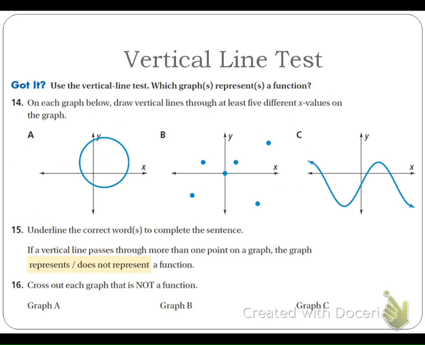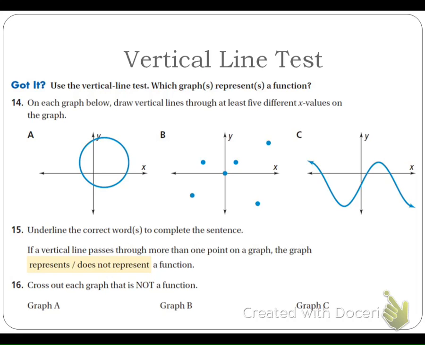When you have a graph, to check to see if the graph represents a function, you can do what's called the vertical line test. Vertical line test means if I draw a vertical line anywhere on the graph, I should only hit the graph in one spot. Now when you do this, you should draw several vertical lines because maybe a vertical line in one spot may only hit one time, but in a different spot it will hit more than once.